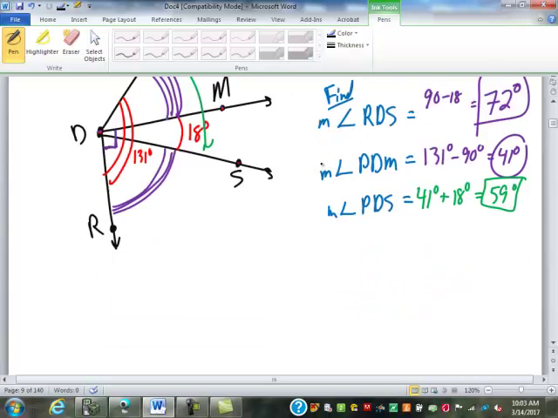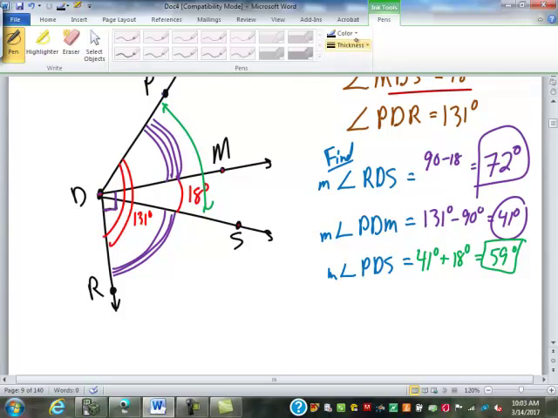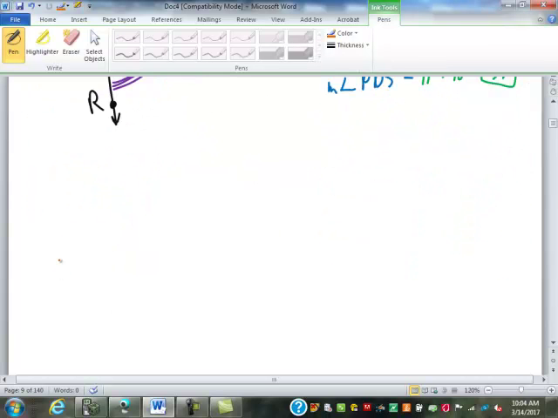By the way, there is another angle, PDR here. That one, which is going to be 229 degrees. We always assume it's the angle less than 180 degrees when we're asked for, unless it's specified. But usually assume it's the smaller of the two.